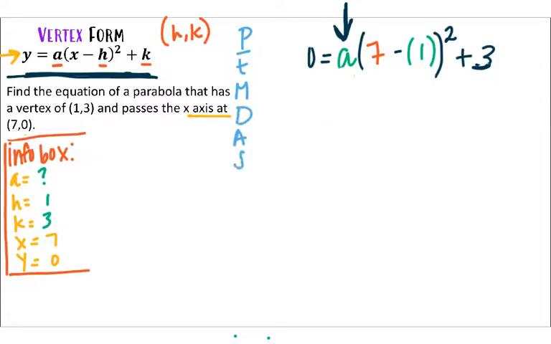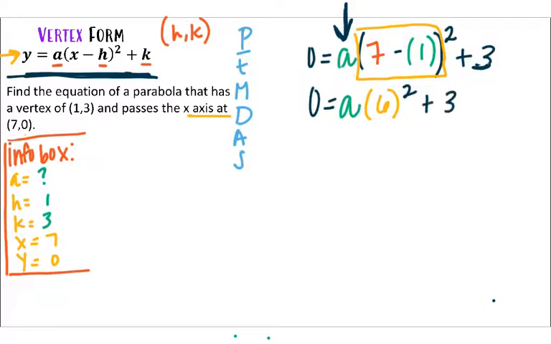All right, the very first step in PEMDAS is to handle our parentheses. And this time we do have parentheses that we can handle. We have this 7 minus 1. So let's rewrite what that looks like once we handle those parentheses. We have 0 is equal to, I didn't touch this A, so I'm going to bring it down. And 7 minus 1 should give us a total of 6. I am going to keep it inside of the parentheses, squared, plus 3.